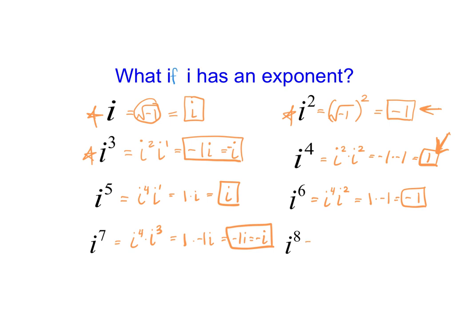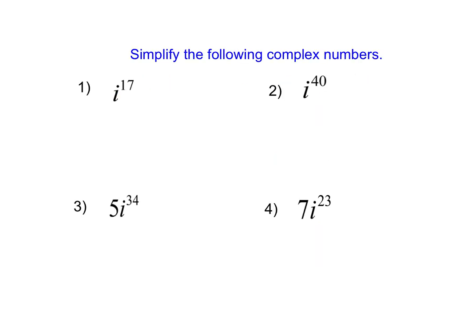And finally, i to the eighth can be written as i to the fourth times i to the fourth. Well, i to the fourth is always equal to 1, so this is really 1 times 1, which is 1. So what happens here is this pattern repeats through. We have i, -1, -i, 1. i, -1, -i, 1. And we can use that to help us simplify down anything with an i that has an exponent. So let's take a look at some new examples with some higher exponents.